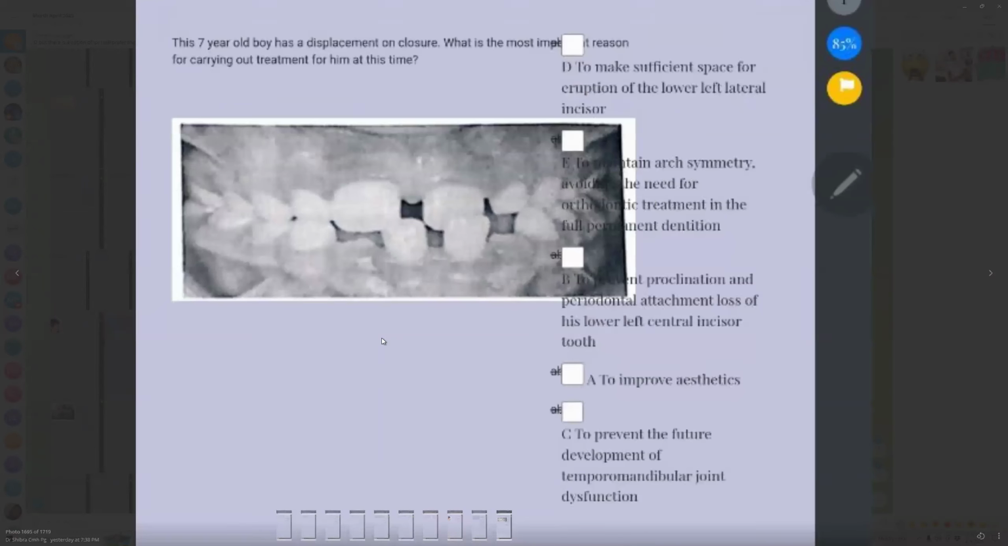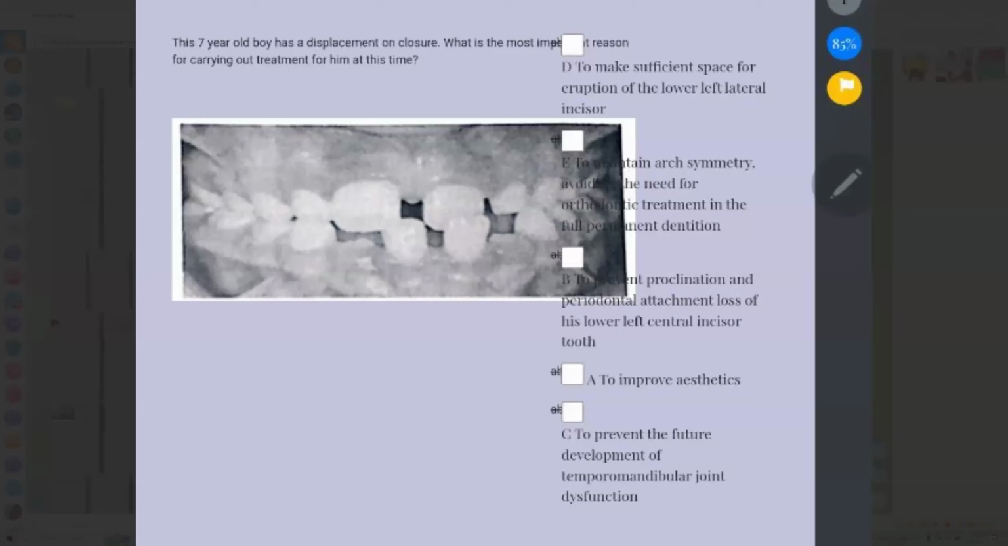So a 7-year-old boy had a displacement. What is the most important reason for carrying out treatment for him at this time? To make significant space for the eruption of the lower lateral incisor, to maintain arch symmetry, to prevent proclination and attachment loss of the lower labial segment, to improve aesthetics, to prevent future development of temporomandibular disorder. TMJ is less developed, to improve aesthetics, no. To prevent proclination and periodontal attachment loss of the lower central incisor, yes, that can be one reason. Also, pseudo class 3 can develop if they have written it here.